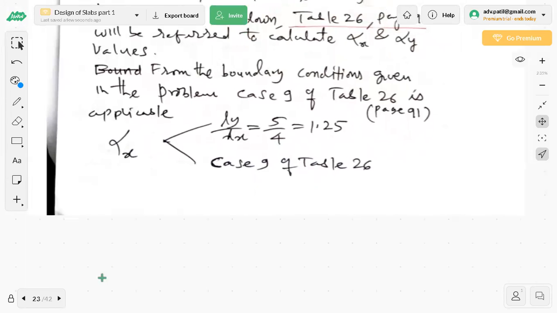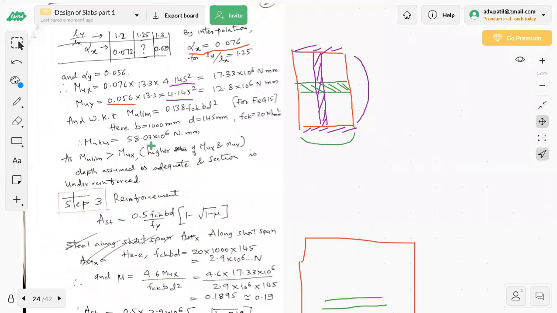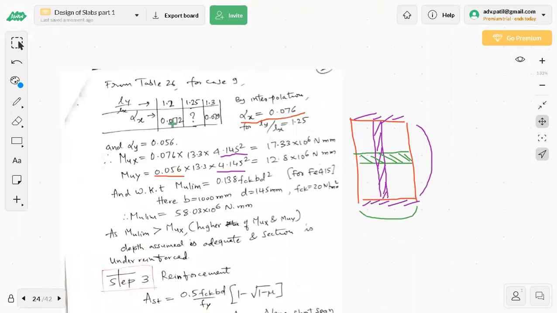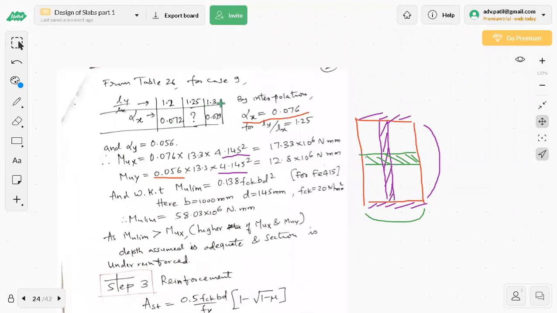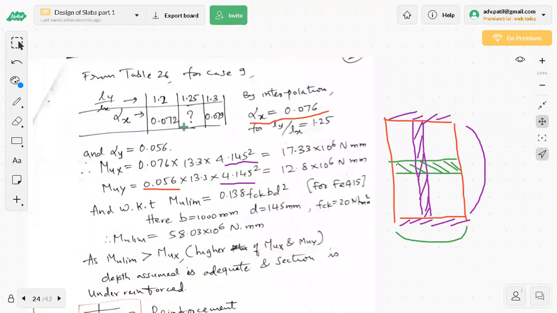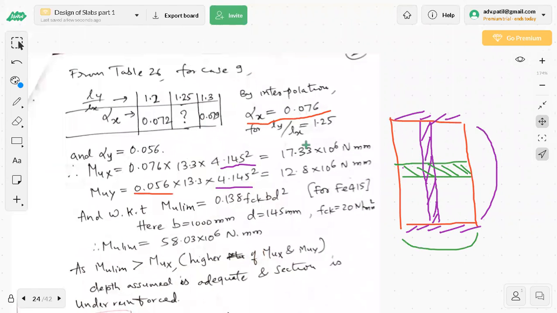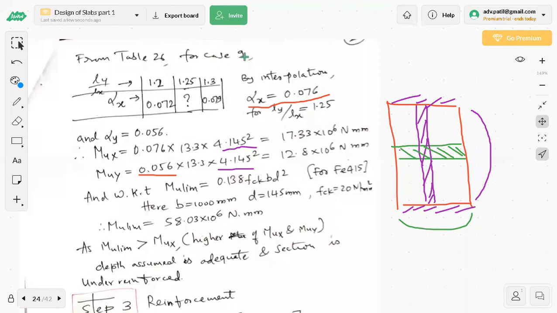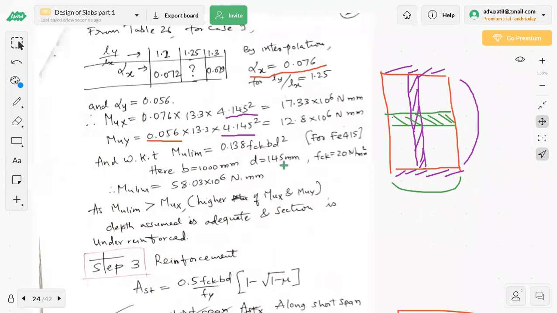So like this, I'm able to interpolate the two numbers. See this, for 1.2, this is the value of alpha x. For 1.3, this is the value of alpha x. For 1.25, what is the value of alpha x? So it is 0.076. After interpolation, you have to do that for case number 9.